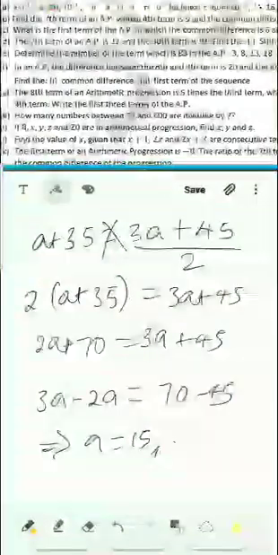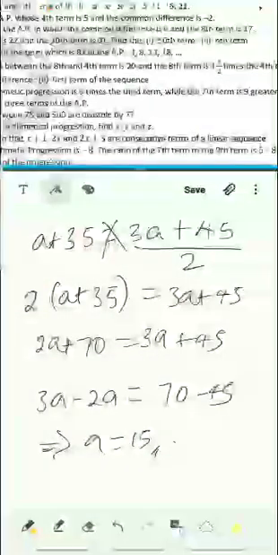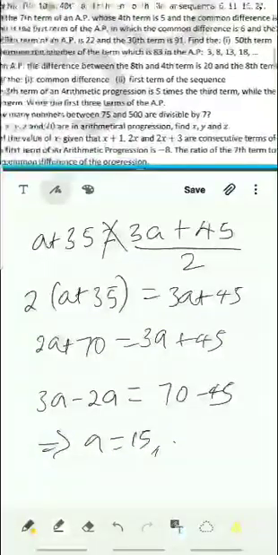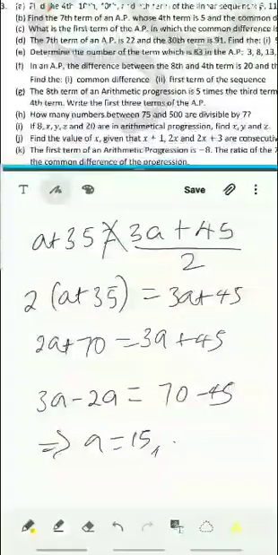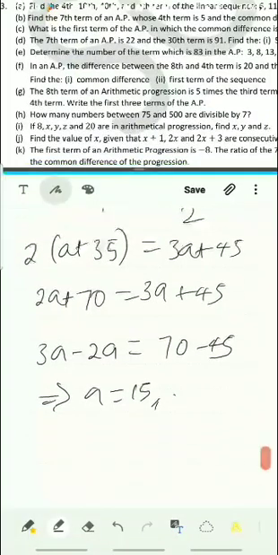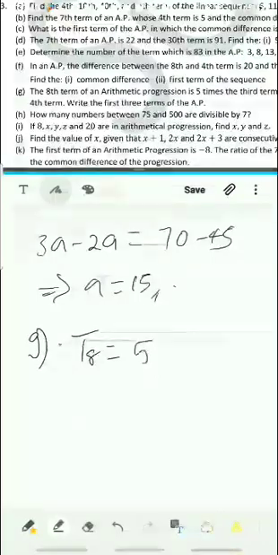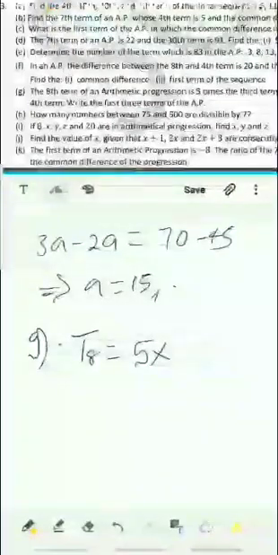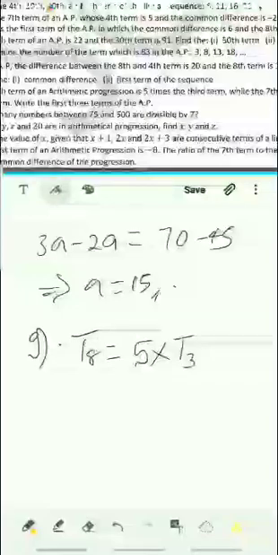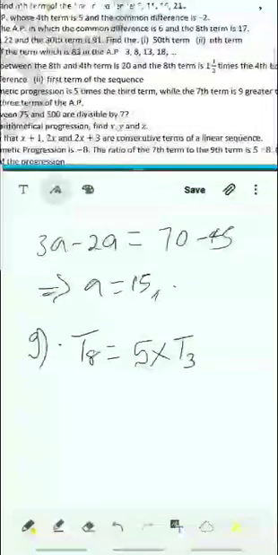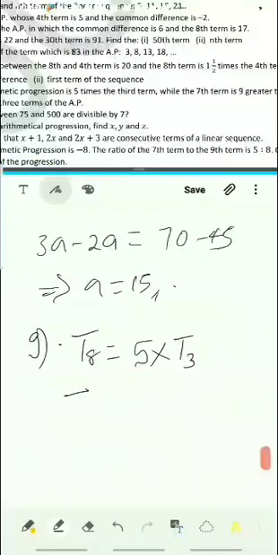And let's look at G. The 8th term of an arithmetic progression is 5 times the 3rd term, while the 7th term is 9 greater than the 4th term. Write the first 3 terms of the AP. Okay. Let's write this down. So T8, the 8th term is what? 5 times the 3rd term. So it's 5 times T3. While the 7th term, what's the 7th term?